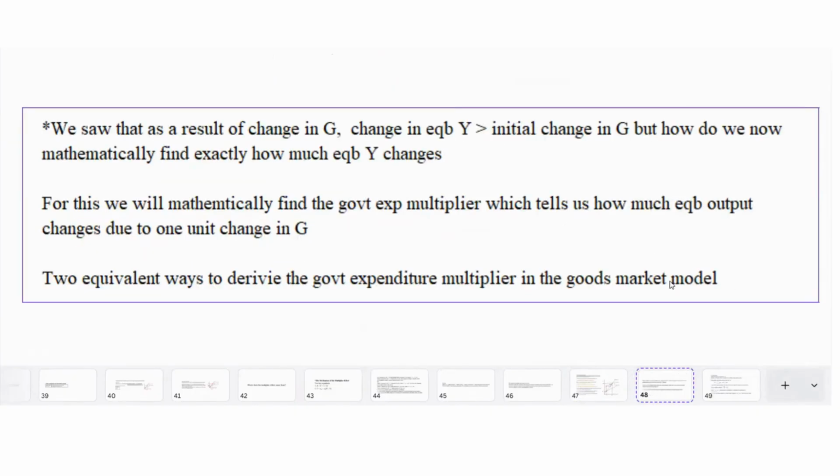But how do we now mathematically find exactly how much equilibrium output changes? We know through the multiplier that when you change G, say by delta G, equilibrium output changes by more than delta G. But how much exactly? To find that out, we will mathematically find what we call the government expenditure multiplier, which tells us how much equilibrium output changes due to 1 unit change in G. There are two equivalent ways in which we can derive it in our goods market model.